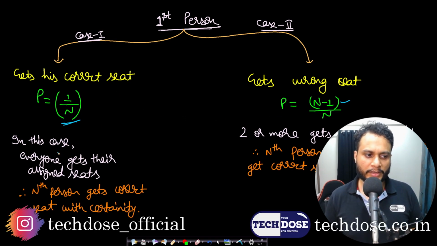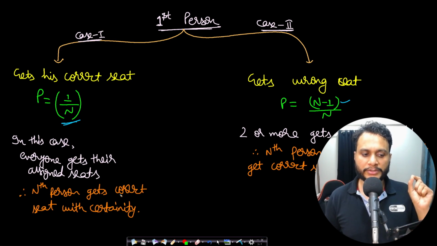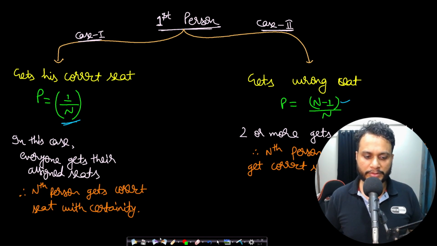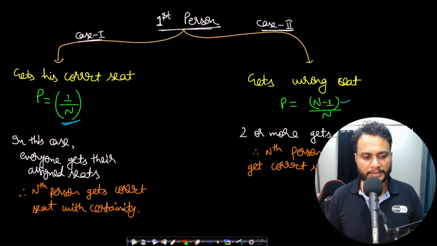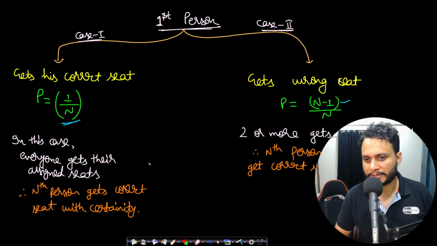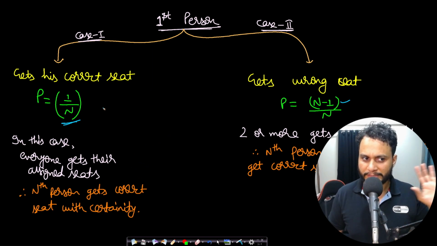So in case number 1, everyone gets their assigned seats. Therefore, the nth person will always find his assigned seat, because if you read the problem statement, all the other passengers except the first one will always take their correct seat if it is available, right? So if the first passenger has taken his correct seat, then all the other passengers will keep on picking their own correct seat, and the nth passenger will always pick the correct seat. So if case 1 happens, then you will have 100% chance that the nth person will get his correct seat, right? So this is easy to solve.